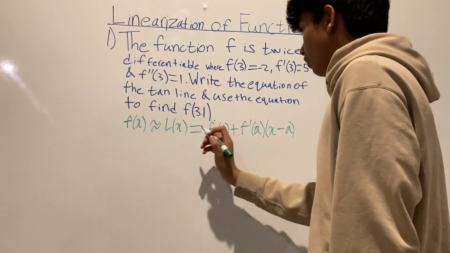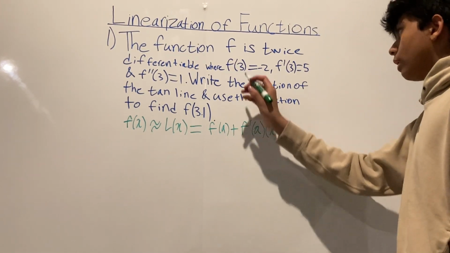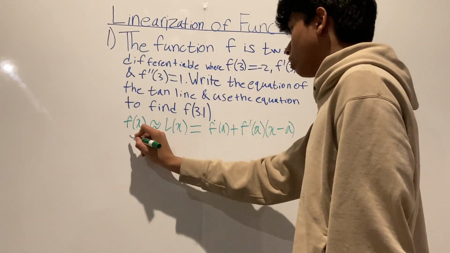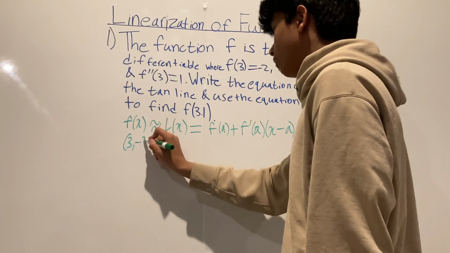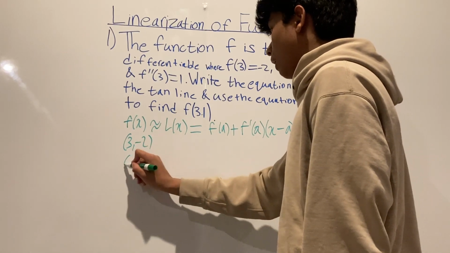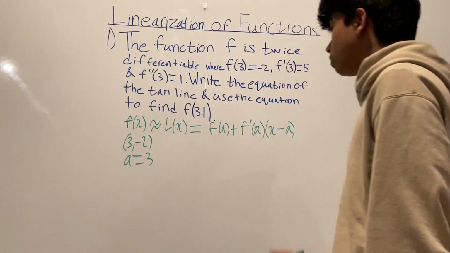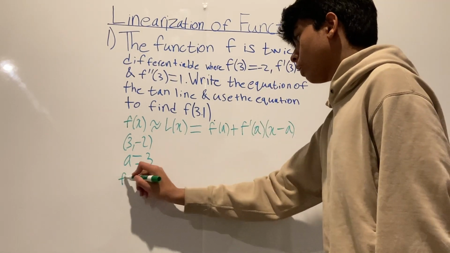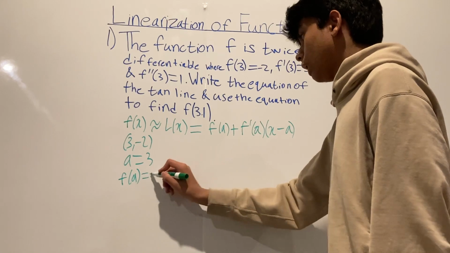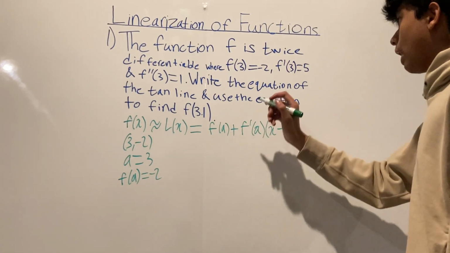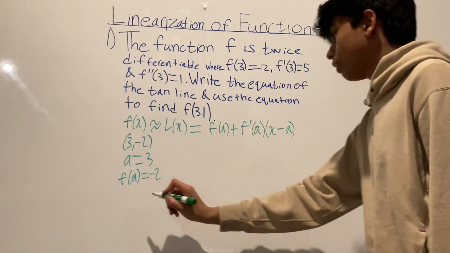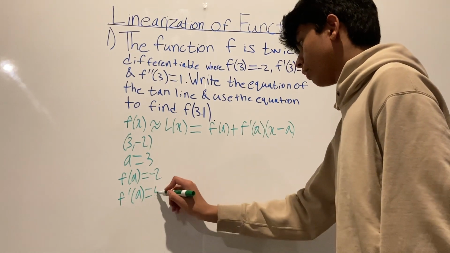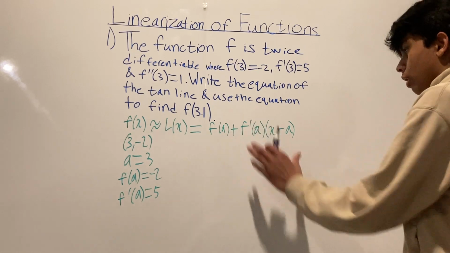So first, f of a, we know that a is going to equal 3 because they gave us the point f of 3 equals negative 2. So we have 3 comma negative 2. So we know that a equals 3. And they also gave us f of a, which is negative 2. So f of a equals negative 2. And we also have f prime of a, which is 5. So now we have everything that we need to make our tangent line.